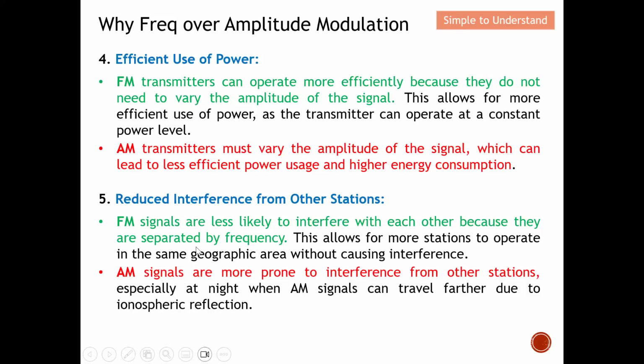While AM is actually more prone to interference from another station, especially at night when AM signals can travel further due to atmospheric reflection. So at night, the signal for AM can actually travel further, and this may become an issue. This AM signal may come as an interference to other stations.